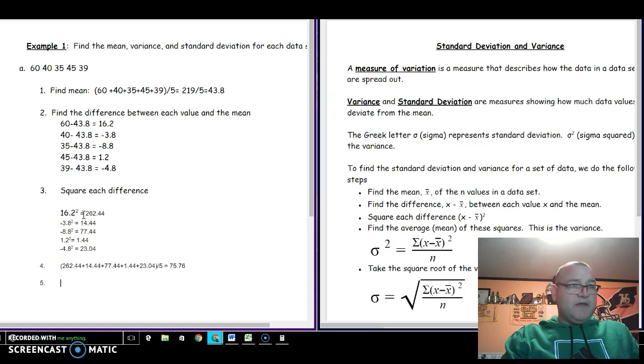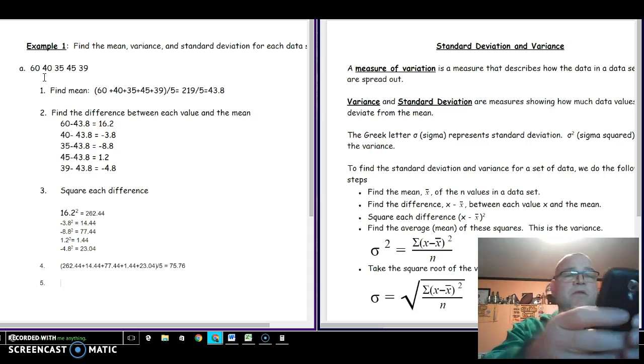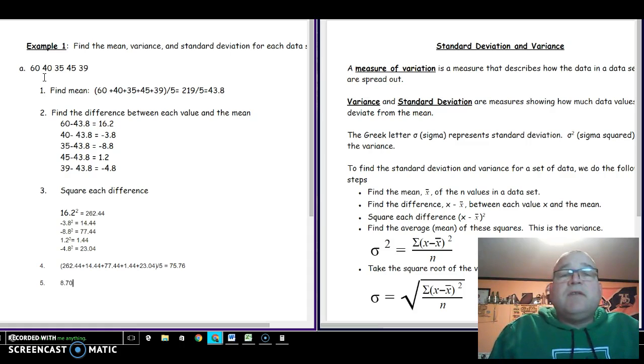And finally, the fifth thing I do is I take the square root of that variance. So I'll grab my calculator and I'll take the square root, and I find out that my standard deviation is 8.70. And that is how we do standard deviation and variance.